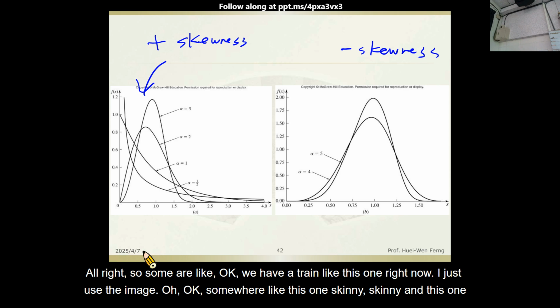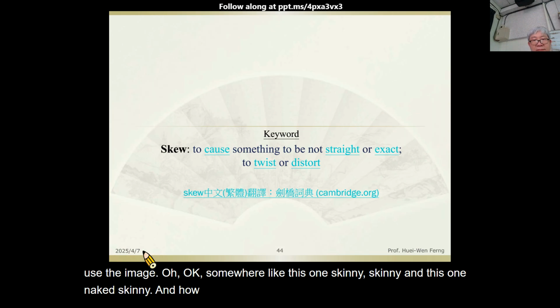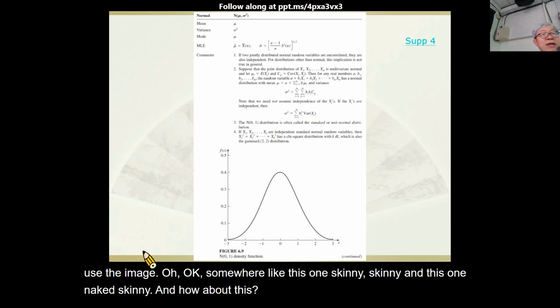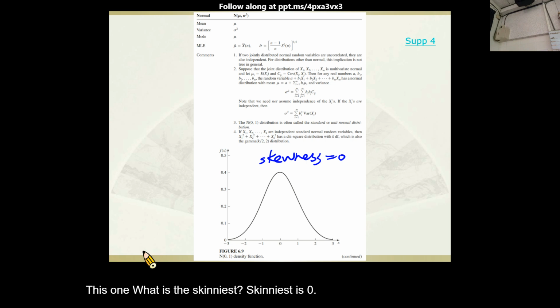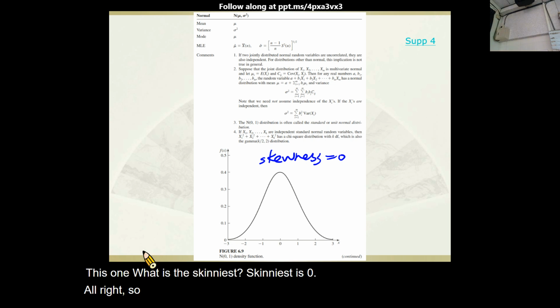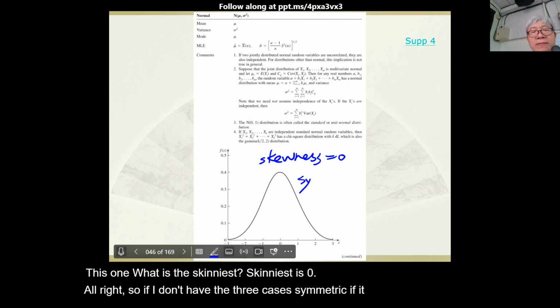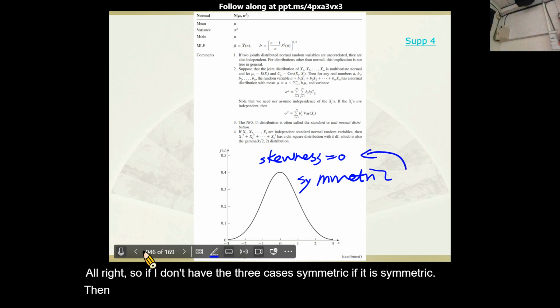And how about this? This one, what is the skewness? Skewness is 0. So if we have the third case, symmetric, then we have 0 skewness, or otherwise we will have a positive or negative skewness.